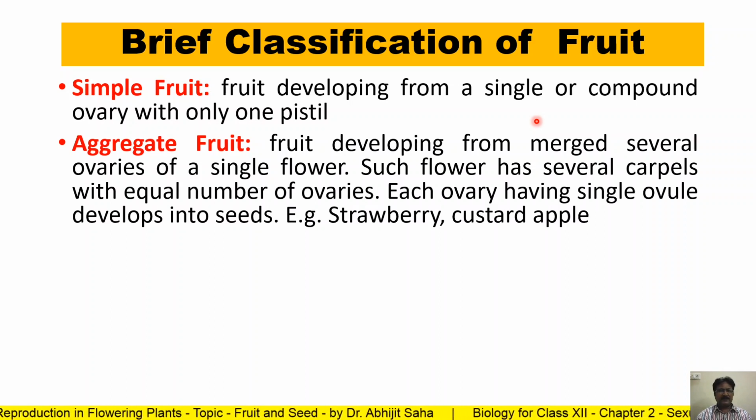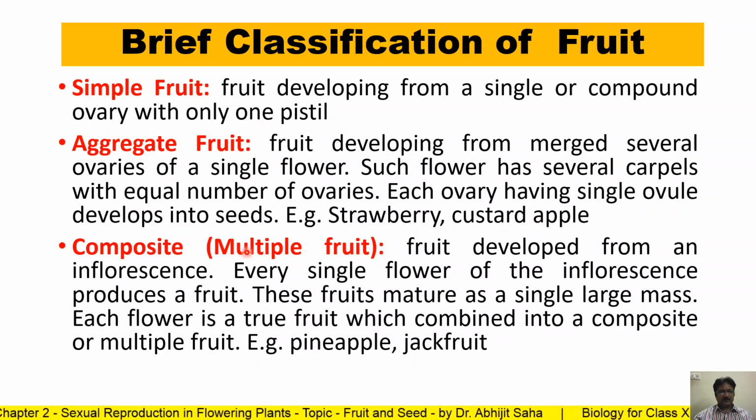In case of aggregate fruit, what happens? This fruit develops from merged several ovaries of a single flower. Such flower has several carpels. So as many number of carpels, so many number of ovaries. Each ovary has single ovule, so each ovary develops into a single seed. See the example of strawberry or custard apple. These are called as aggregate fruits.